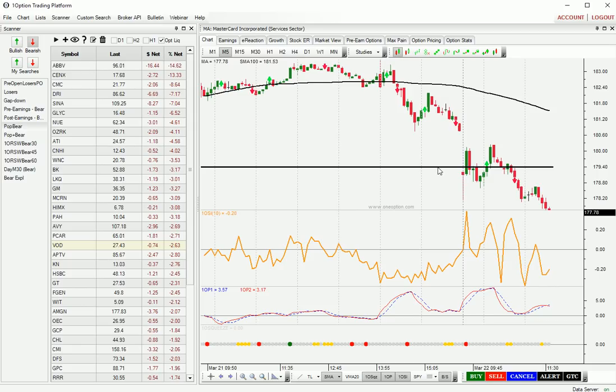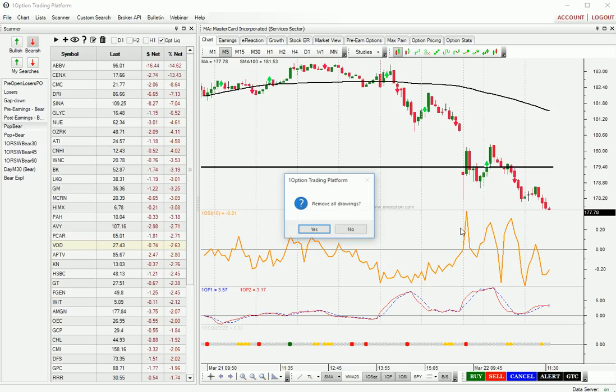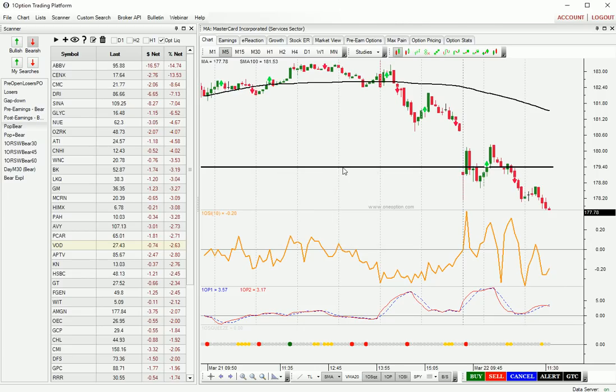I'm going to right click on that alert line. I'm going to remove it. Sorry, I've got to delete the object so I wasn't on it. And that's how we delete it. Everything in the platform is right click driven. So pretty easy. If you've worked with Windows before, it's not going to take you long to figure that out.